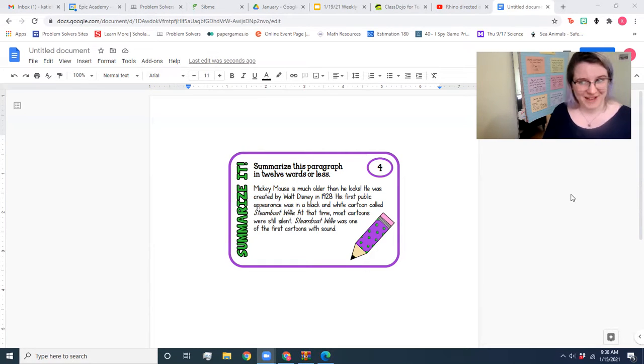Understood? Thank you. So, Mickey Mouse is much older than he looks. He was created by Walt Disney in 1928. His first public appearance was in a black and white cartoon called Steamboat Willie. At the time, most cartoons were still silent. Steamboat Willie was one of the first cartoons with sound.